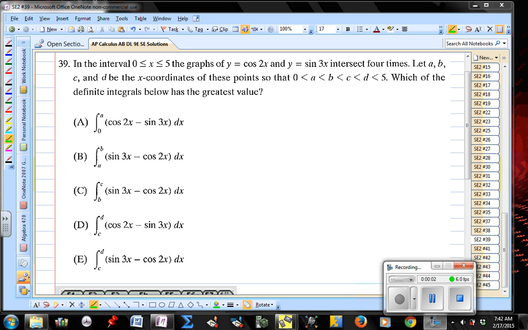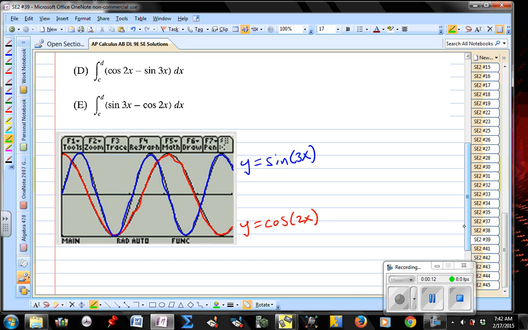In problem number 39, we're given two equations and we're asked to find the value of the greatest integral expression that's listed. Well, let's start by graphing these functions. We graph these on the calculator. We identify the cosine graph in red and the sine graph in blue, just so we can tell them apart easily by looking. And let's identify these points of intersection.